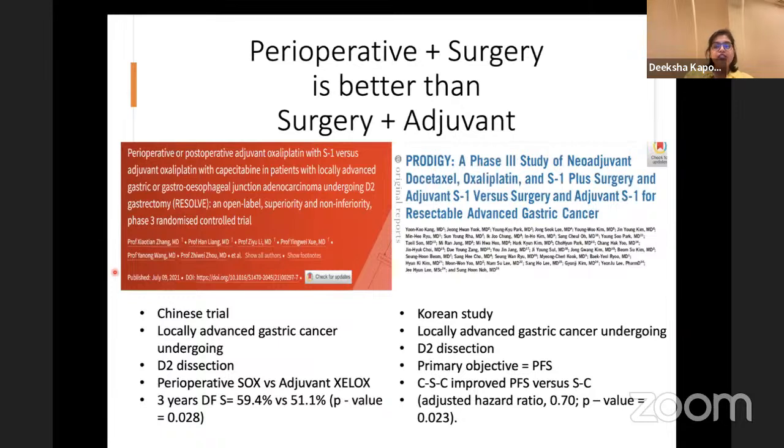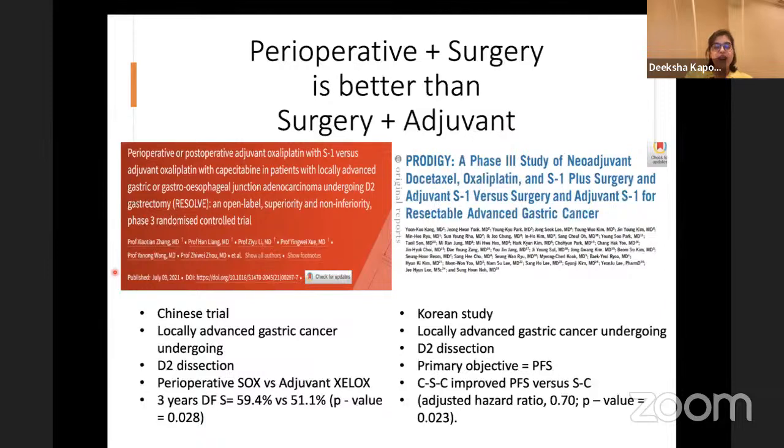So the next question is perioperative therapy plus surgery. Is it better than surgery plus adjuvant? Although a lot of this data comes from the West, that is the previous trials that we have talked about, MAGIC and CLASSIC, etc., this is data coming from the East.